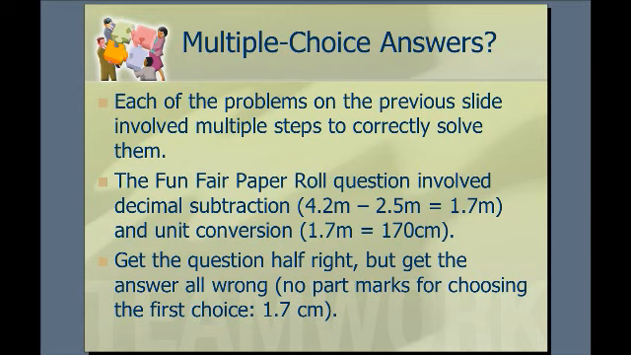So the problem involves multiple steps. The student in grade 4, the 9-year-old, needs to be able to do subtraction involving decimals. And keep in mind that grade 4 is the first year that students are actually introduced to decimal tenths in any way, not to mention subtraction. So this is a skill that's new to the students who are taking this test. On top of that, after they figure out the correct answer to their decimal subtraction, 1.7, they have to then figure out that 1.7 meters is actually 170 centimeters, which is the correct answer to the question.